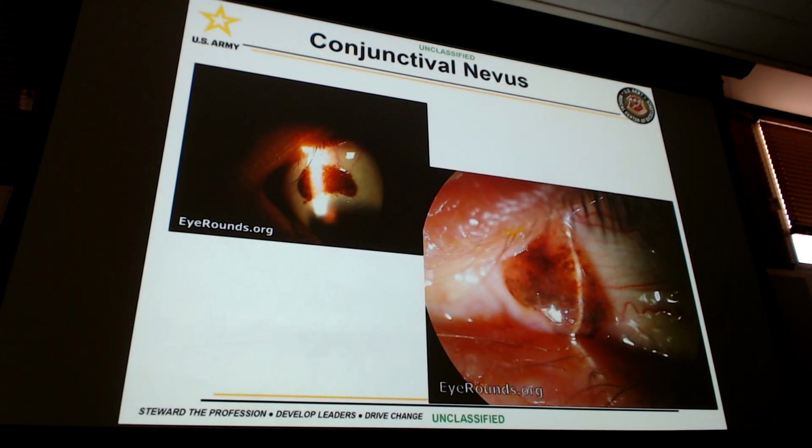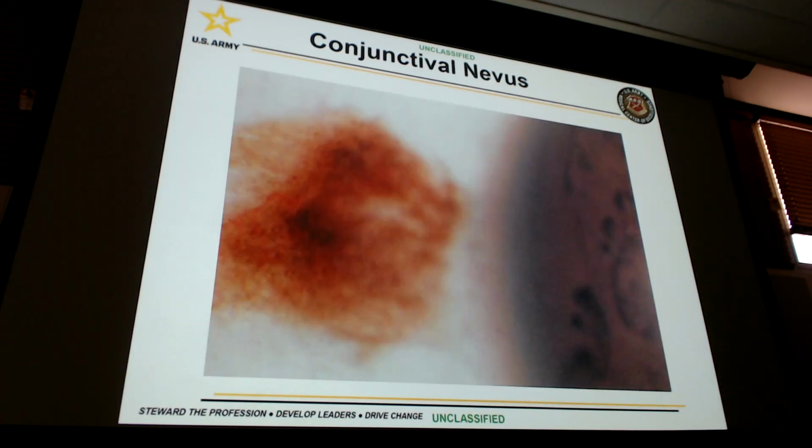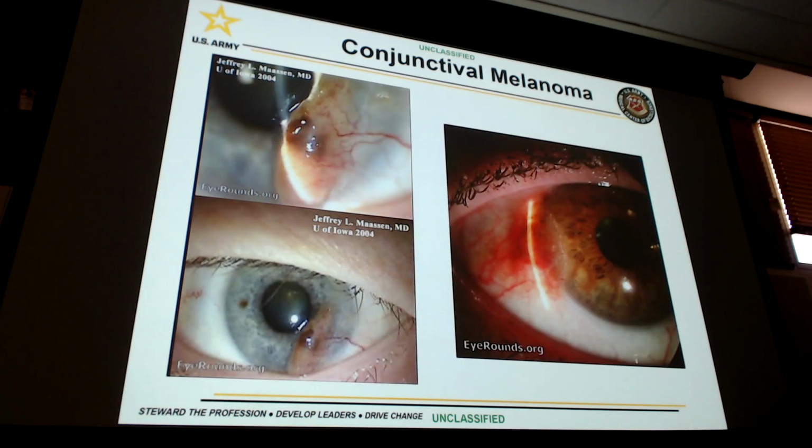These are some gnarly nevuses. They look pretty bad. Still just a nevus. Nevus. This is bad though. Okay, conjunctival melanoma, that's something you don't want to get.